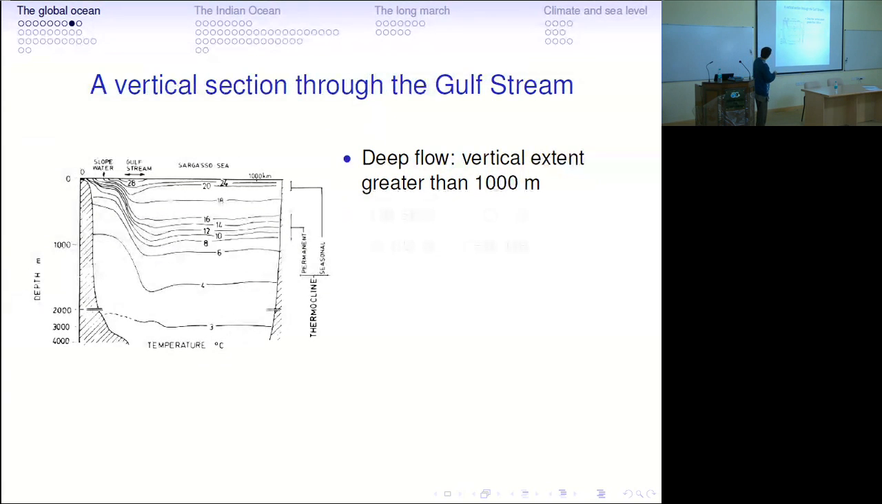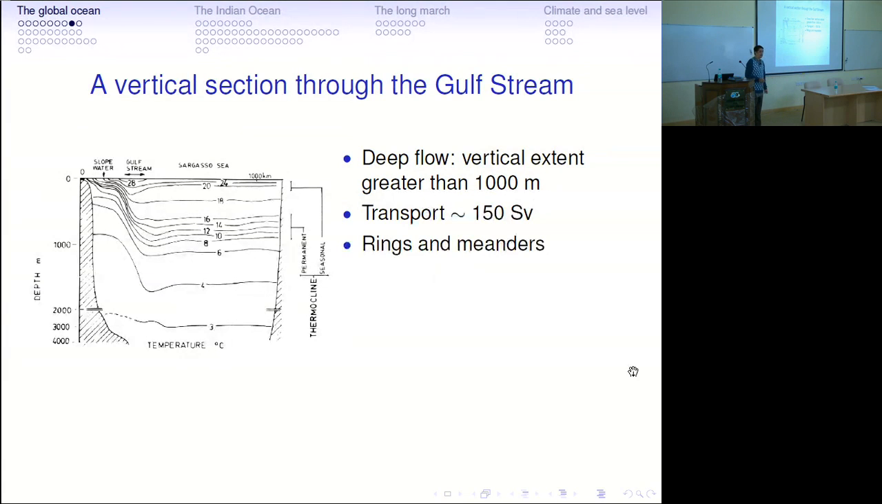So this is a very deep flow. Its vertical extent is greater than 1,000 meters. Its transport, when you integrate it from the coast outward to the outer limit of the Gulf Stream, and in the vertical, over the depth extent of the Gulf Stream, is of the order of 150 Sverdrups. Sverdrup is a unit named after a famous oceanographer called Sverdrup from Norway, and one Sverdrup is 1,000,000 cubic meters per second. So it's 150 million cubic meters per second. That's the transport of the Gulf Stream.